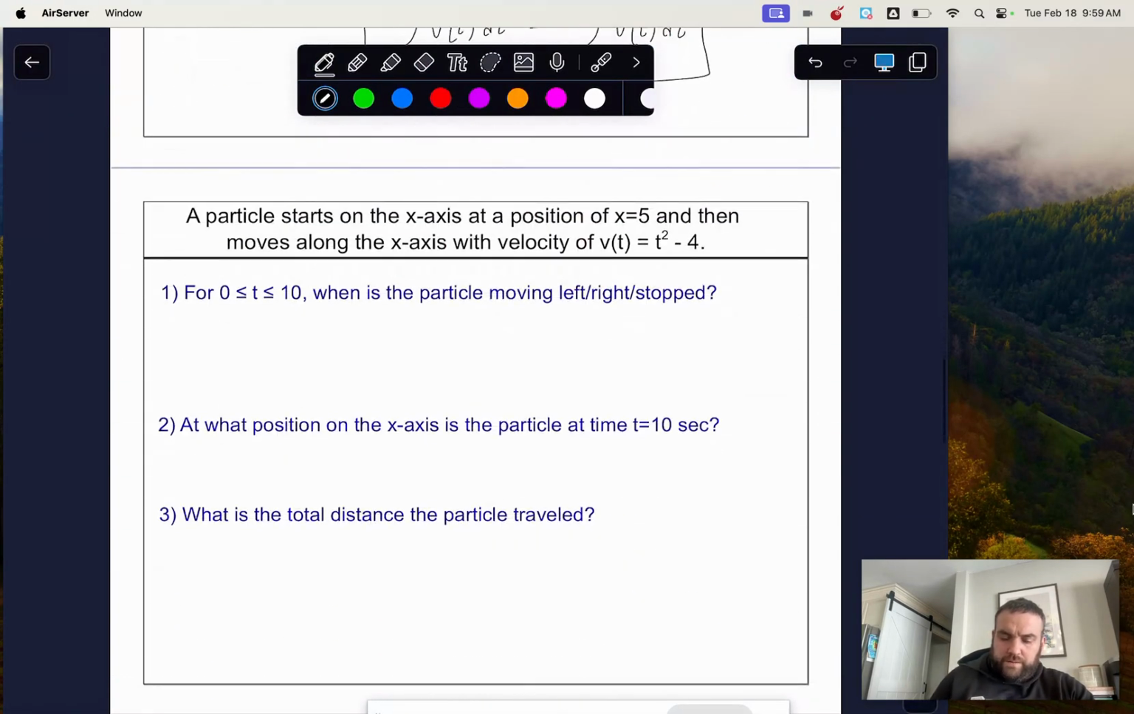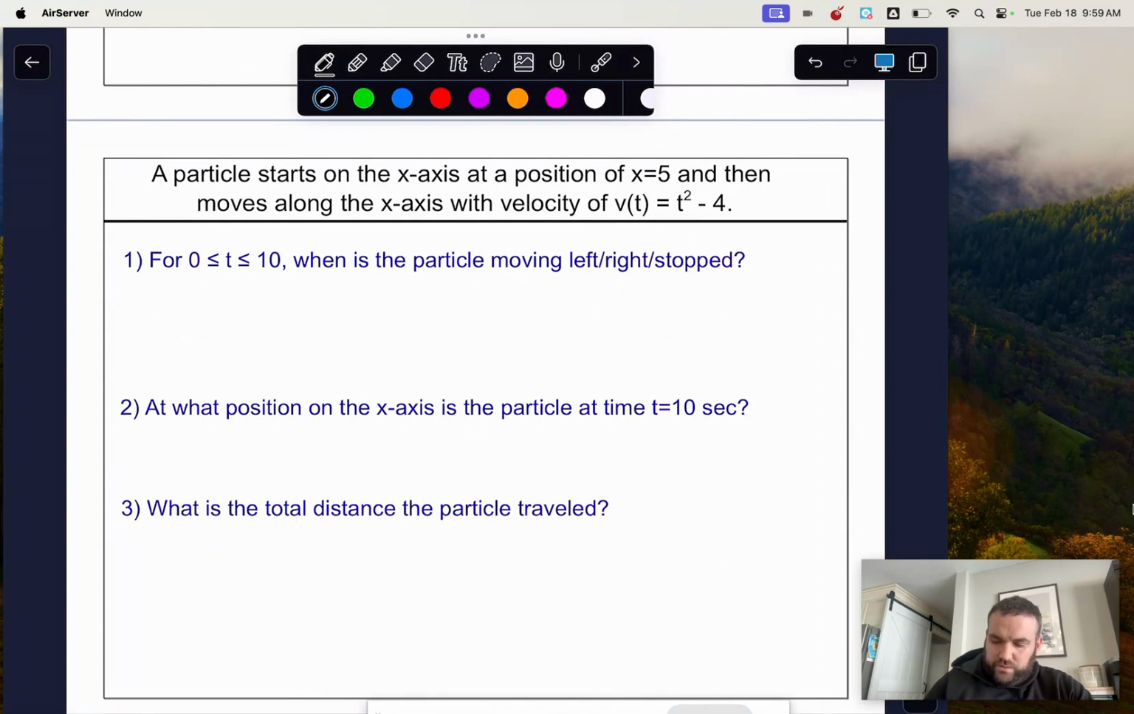All right, moving on. So here's kind of where we get into the main point of the lesson. It says a particle moves along the x-axis at a position of 5 and then moves along the x-axis with a velocity of t squared minus 4. So it says for times between 0 and 10, when is the particle moving left, right, or stopped?